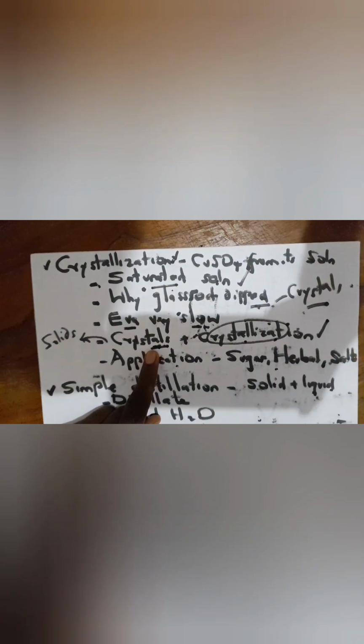This is what we call crystallization. So a process of obtaining crystals from a saturated solution is what we call crystallization. Okay. Now, let me take you back again. A saturated solution is a solution that cannot take any more solid at any given temperature. It cannot dissolve. In other words, it becomes very hard for it to dissolve.